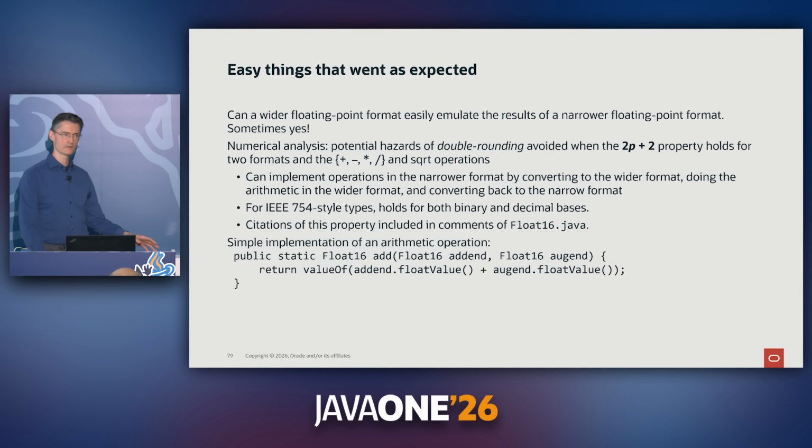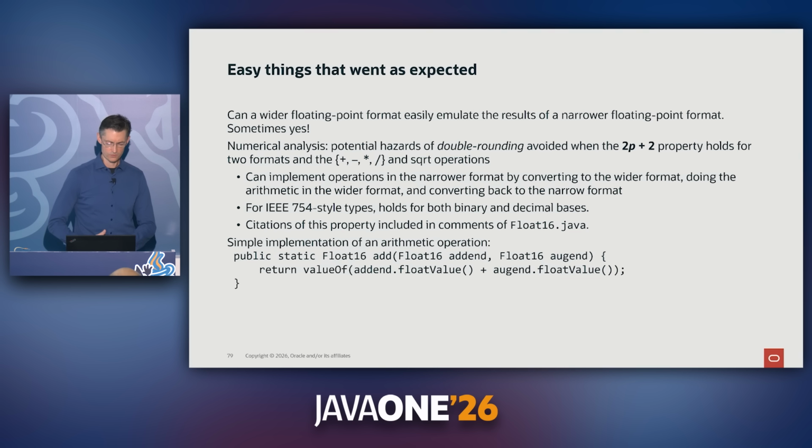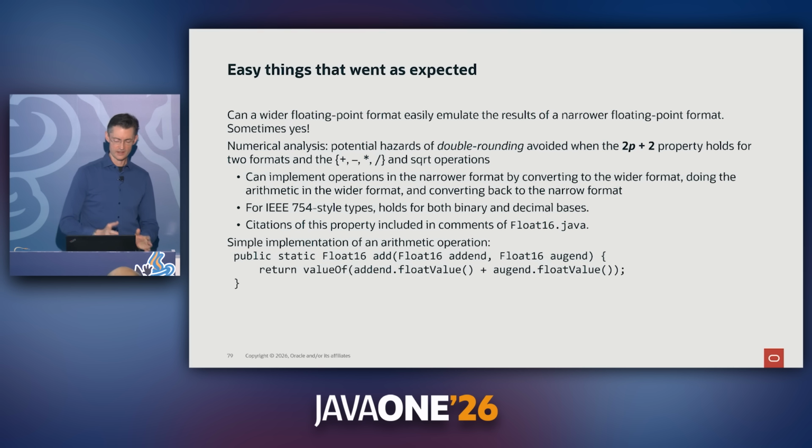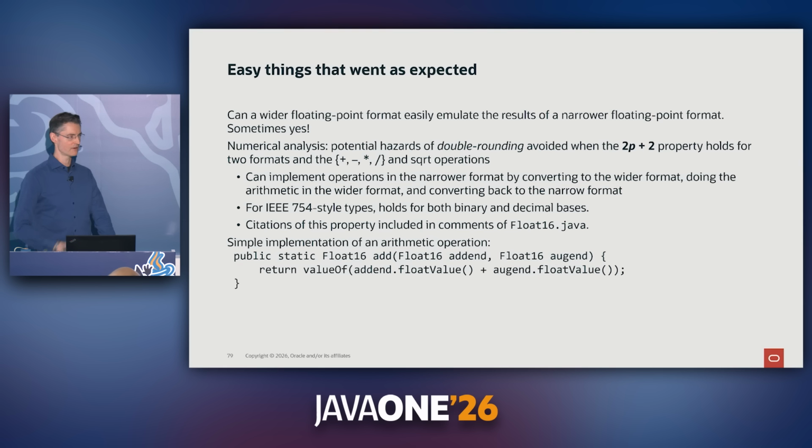There were many things about implementing Float16 that went as expected, that were pretty straightforward to use. So using a little bit of numerical analysis knowledge, there is the 2p plus 2 property. Let's say you have a narrow floating point format you want to implement and a wider one. Can you just convert from the narrow one to the wider one, do the arithmetic in the wider one, and round back? So have the wider format do most of the heavy lifting for you. And the answer is sometimes yes.